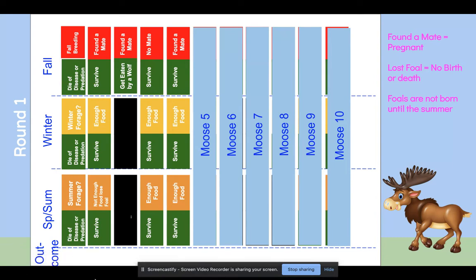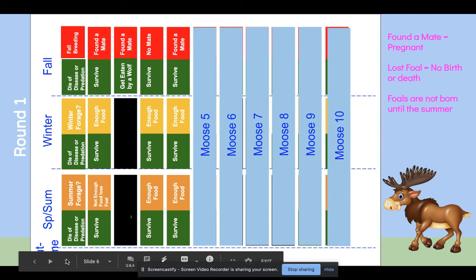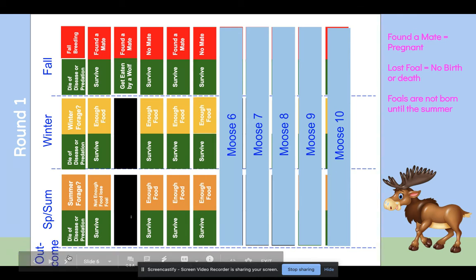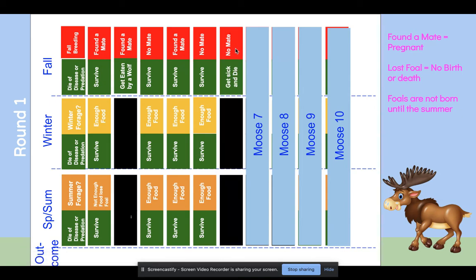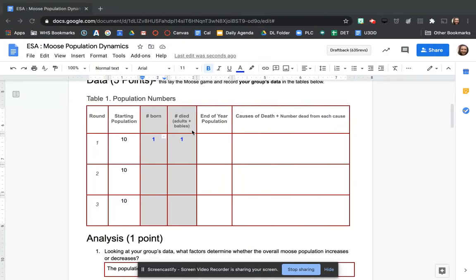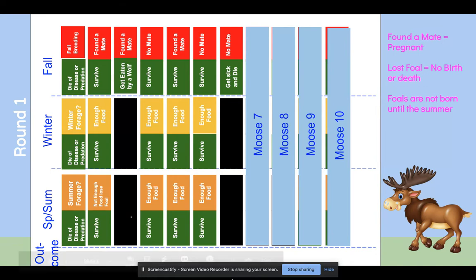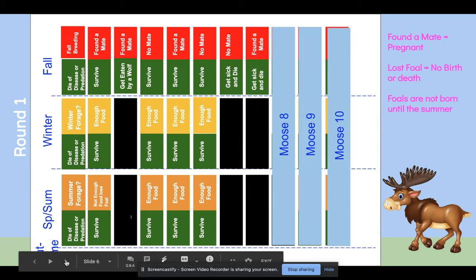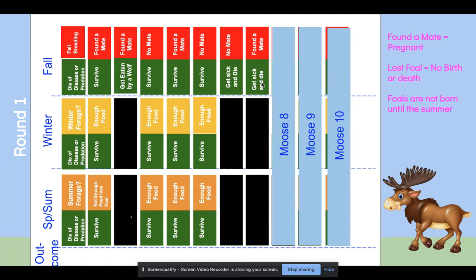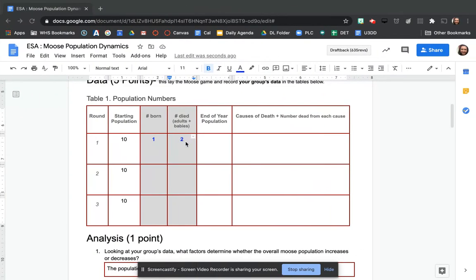Okay, moose 5. No mate, survived all the way through, it looks like. However, we're starting off with 1 and ending with 1, so we don't have anything to record. Moose 6 had no mate. However, they did get sick and die. So we're going to change this to a 2 because there's a change happening. We're starting off with 1 and we lost it, so we need to record that. Moose 7 found a mate once again. So they were pregnant, but they got sick and died. However, the foal would not have been born, so it only counts as 1 death.